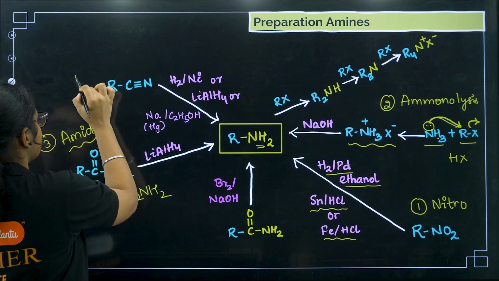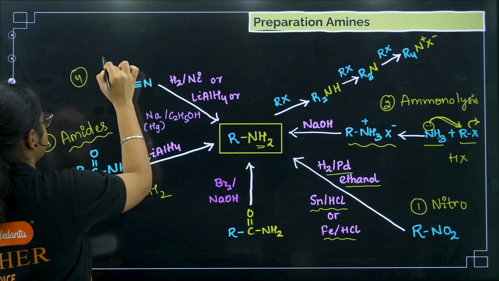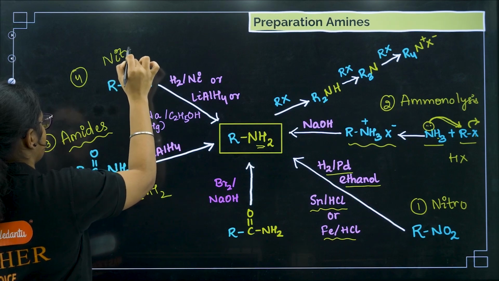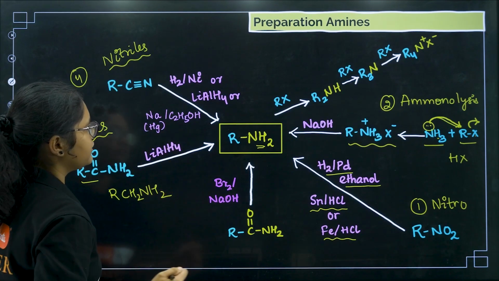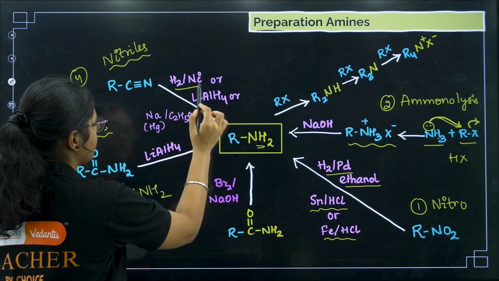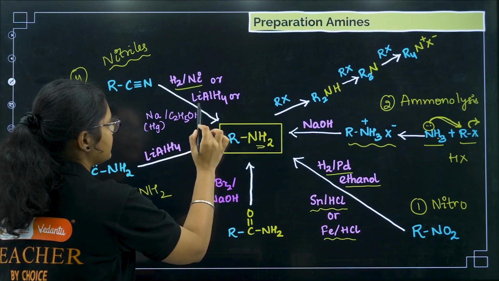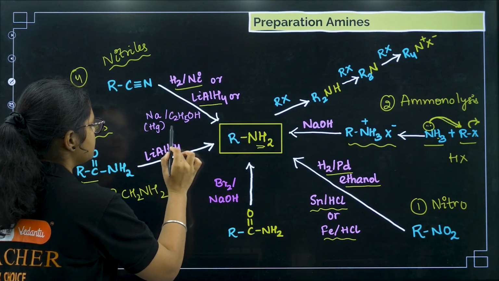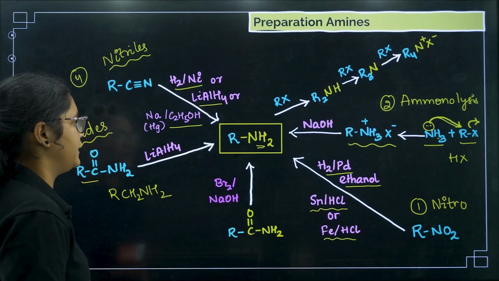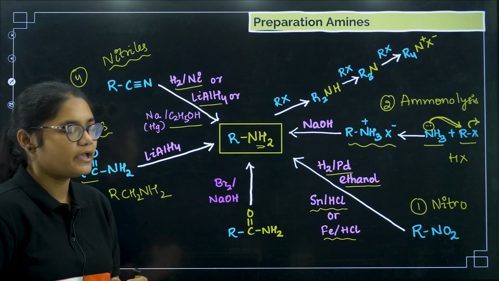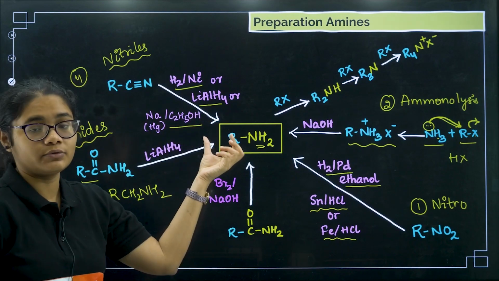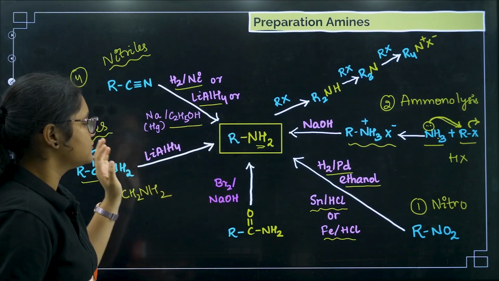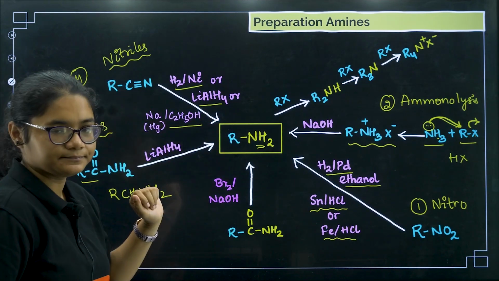The fourth one was reduction of nitriles. For nitriles we have different types of reagents. One is hydrogen nickel, then you have LiAlH4, or you can have sodium amalgam and ethanol, Na C2H5OH. So you have hydrogen nickel, lithium aluminium hydride or Na C2H5OH. That will give you amines from nitriles.